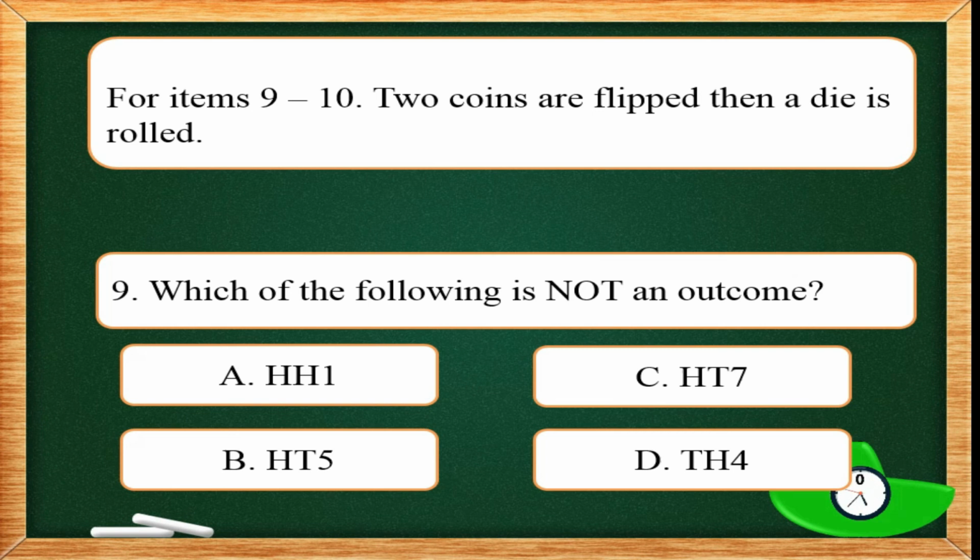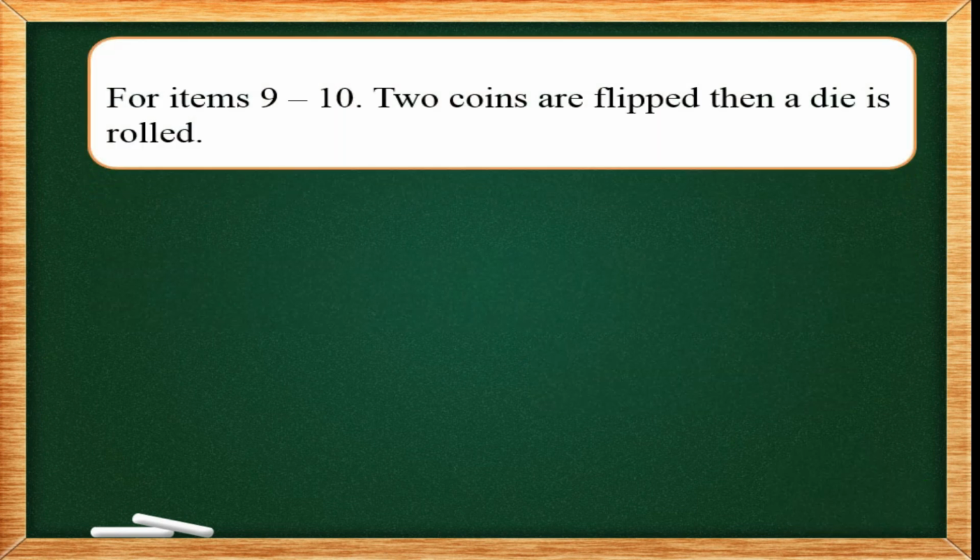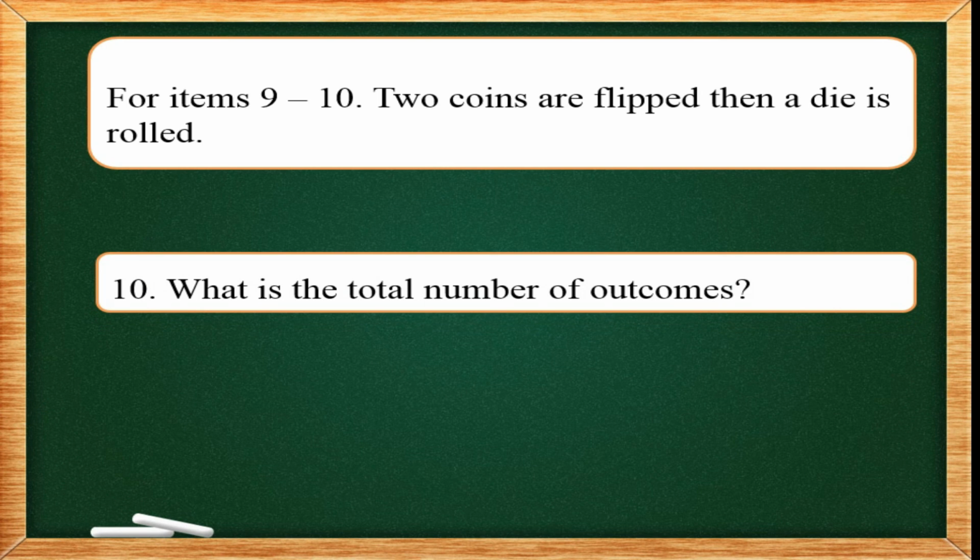And you're correct if your answer is letter C. Head for the first coin, tail for the second coin, but there is no 7 as an outcome for the rolling of the die.